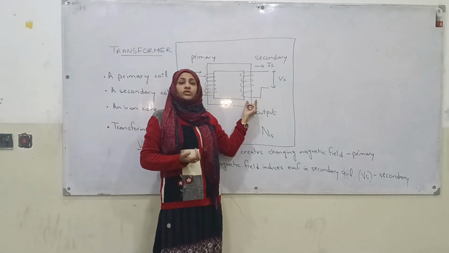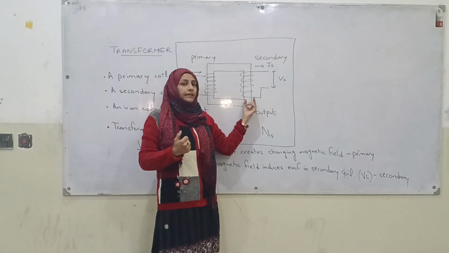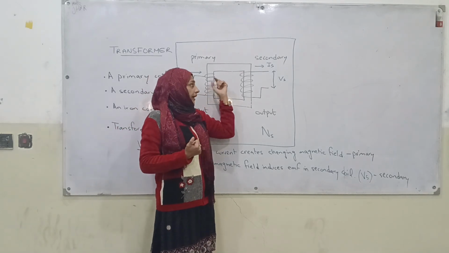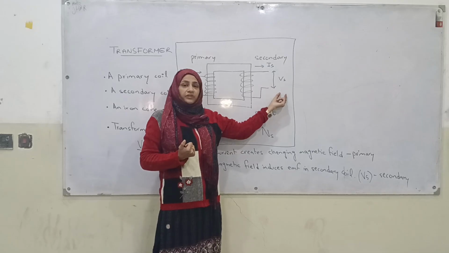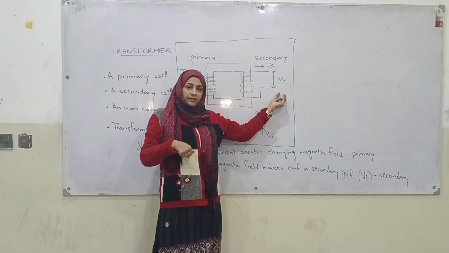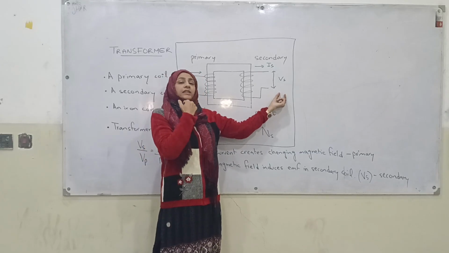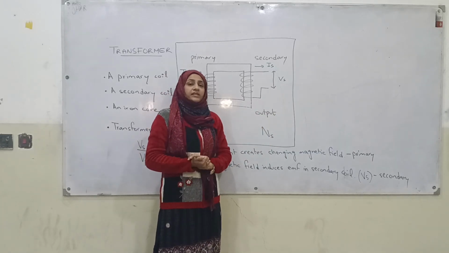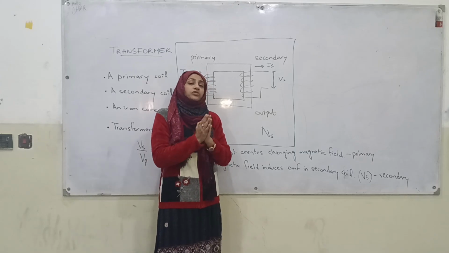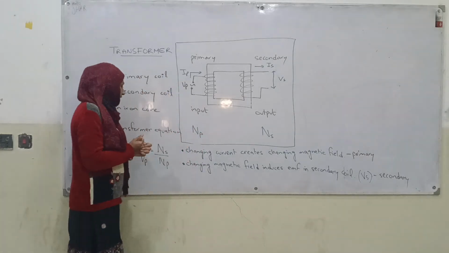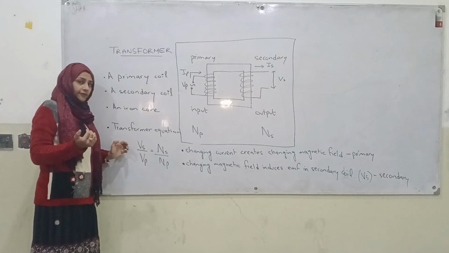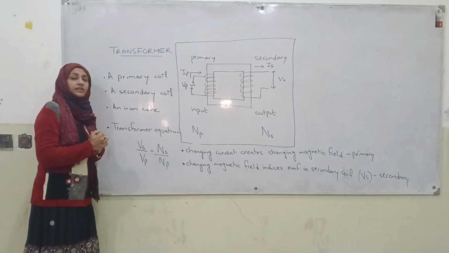If the number of turns on the secondary side is less than the number of turns on the primary side, then we obtain a potential difference at the output side which is less than the primary potential difference or primary voltage. Such a transformer, which provides a lower value of potential difference at output, is called a step-down transformer.